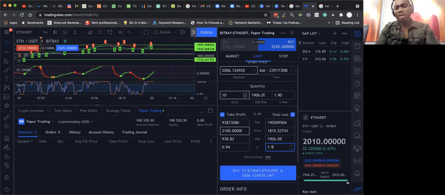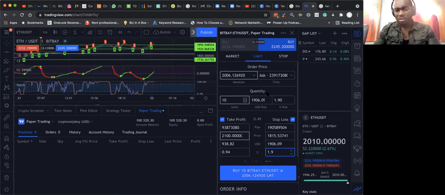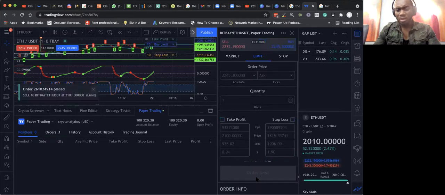So 1.9, huh? Okay, so we're looking at setting the stop loss at 1.9%, and our profit is going to be at 0.94%. Maybe like that's the first take profit. These numbers don't make sense to me, but we're going to take this trade because we've spent too much time trying to determine the right place. So I'm just going to click buy and hopefully it makes sense to the computer and it places the trade for me. And we're going to watch it.